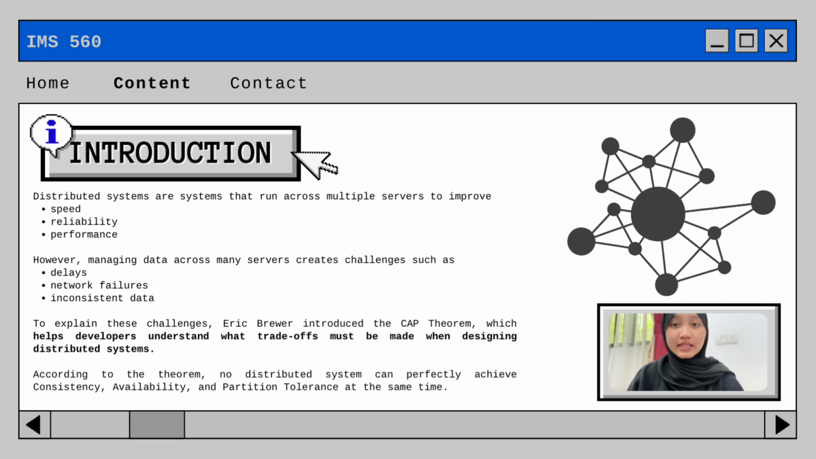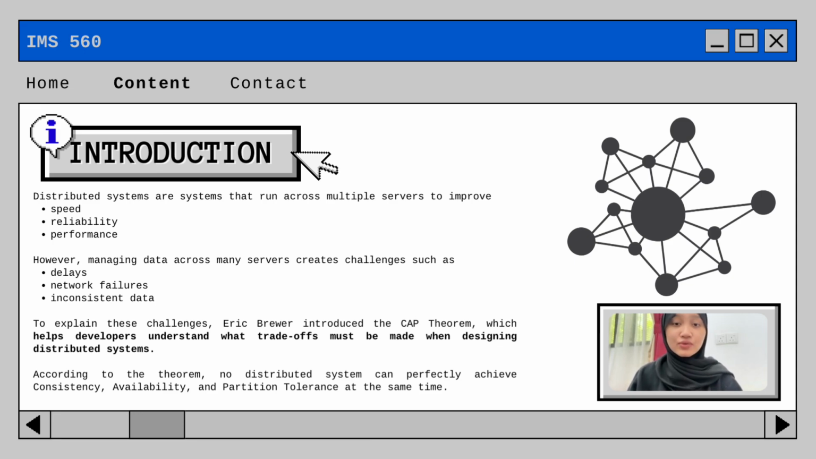Today, I will be presenting about the CAP theorem. First, let me explain the introduction. Many modern applications use distributed systems, which means the system runs on multiple servers instead of just one. This helps improve speed, reliability, and overall performance. However, when data is stored across many servers, several challenges can happen, such as delay, network failures, and inconsistent data.